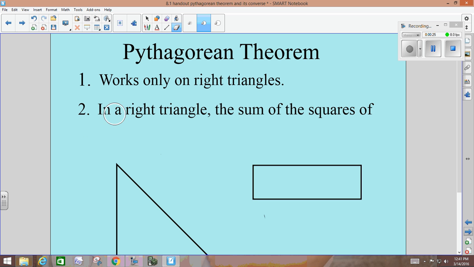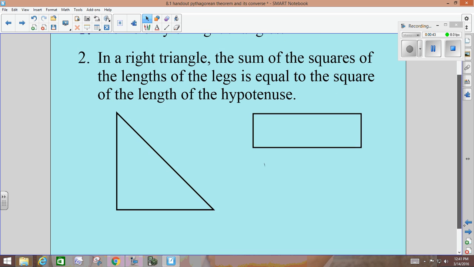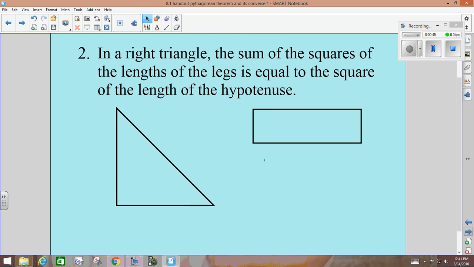This next thing I'm erasing, you already have this all typed out under the Pythagorean Theorem. The theorem states that in a right triangle, the sum of the squares of the lengths of the legs is equal to the square of the length of the hypotenuse. Last chapter, we looked a little bit at right triangles. You have one right angle. The side across from the right angle is called your hypotenuse. The other two sides are just called legs.